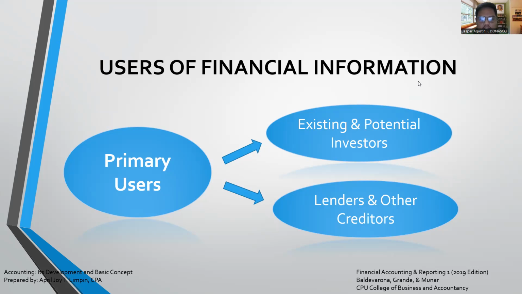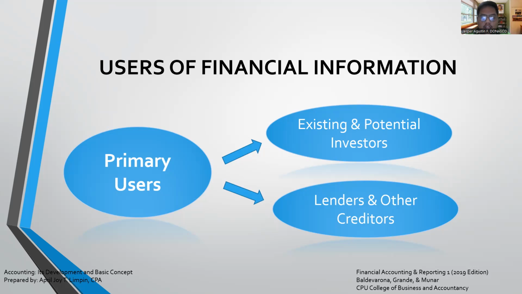Actually, these two are considered primary users because our statements or our reports are actually designed for them. For example, for our existing and potential investors, we provide them with reports so that they can read them, understand our business, and decide if we are truly worth investing in. We can't deal with business without certain investors or capitalists. We need money to go on with business. That's why we most especially make our statements or our reports for them.